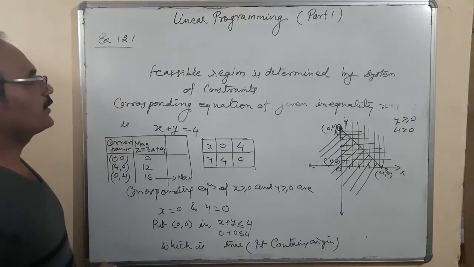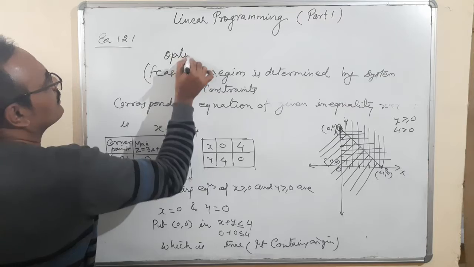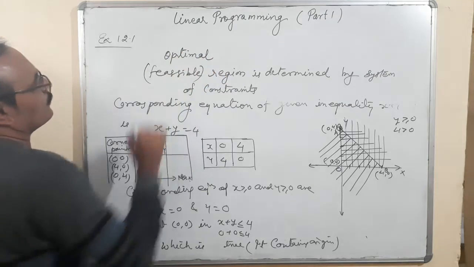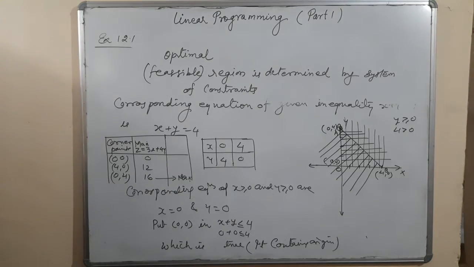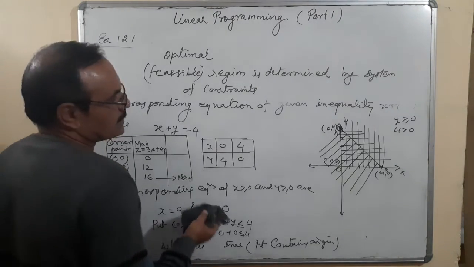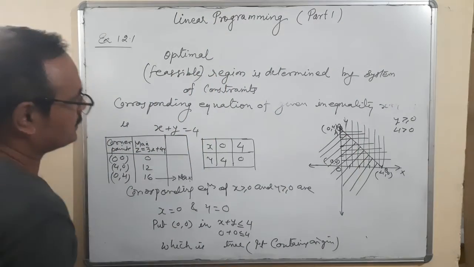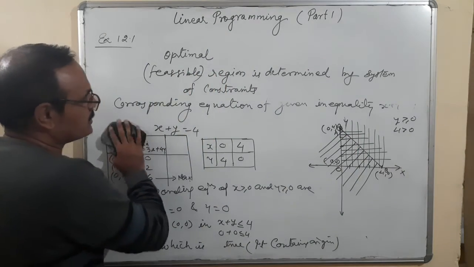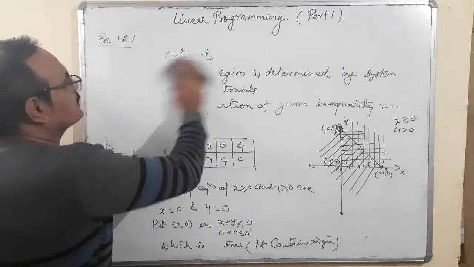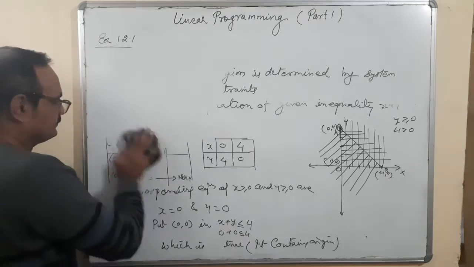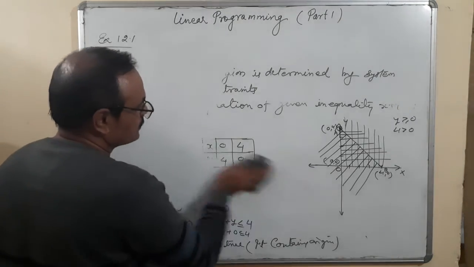This region. It's okay. Here in place of this feasible, we can use the term optimal. Whichever word suits you or you like the most, you can use that. Okay. So this is the feasible region which is determined by the system of constraints. We are using the term system like system of linear equations, system of pair of linear equations. When more than one constraint is there, use the term system.